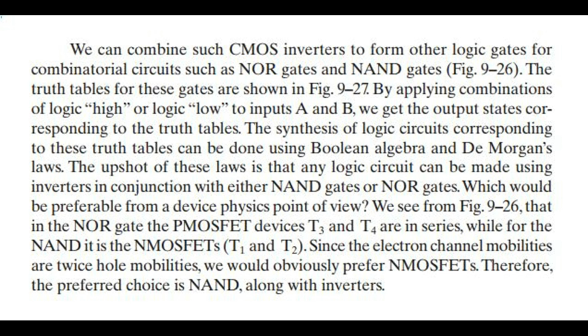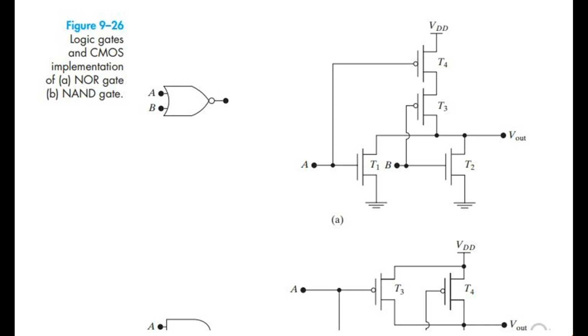We see from Fig 9.26 that in the NOR gate the P-channel MOSFET devices T3 and T4 are in series, while for the NAND it is the N-channel MOSFETs, T1 and T2. Since the electron channel mobilities are twice hole mobilities, we would obviously prefer N-channel MOSFETs. Therefore, the preferred choice is NAND, along with inverters. Figure 9.26: logic gates and CMOS implementation of A. NOR gate, B. NAND gate.